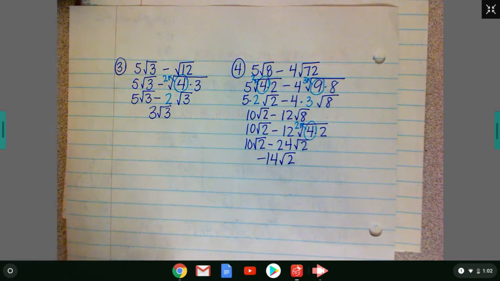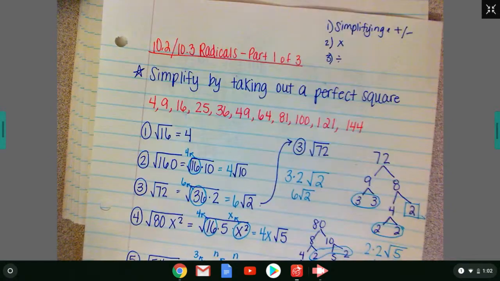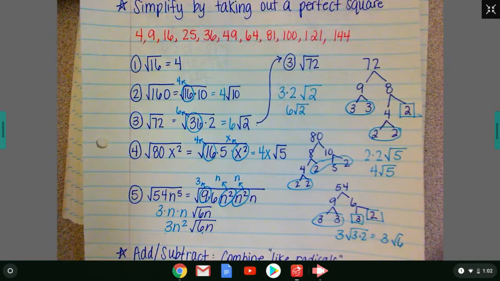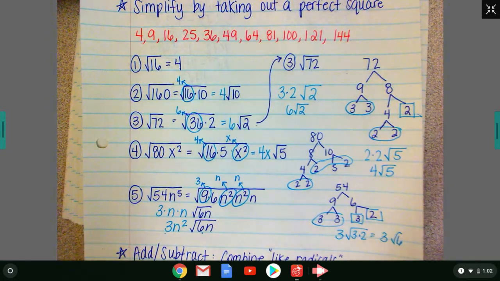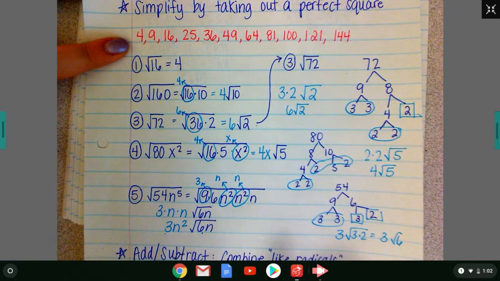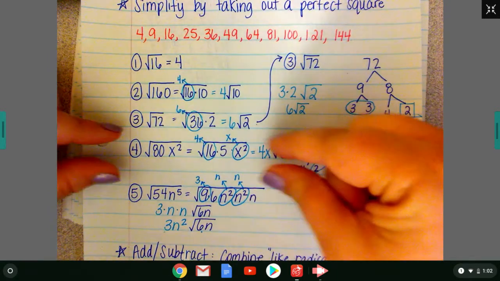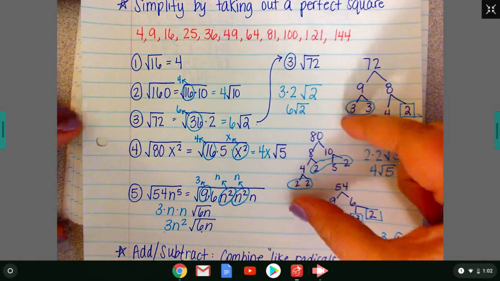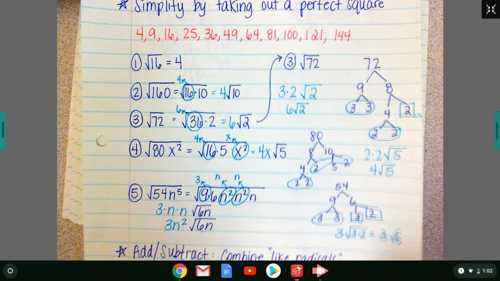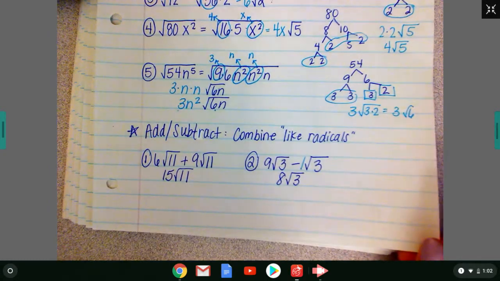So in this video, we looked at simplifying by taking out a perfect square. We did 5 of those. And I showed you a couple ways, whether you do the factor tree or you think about this perfect square list. I'd prefer you think about this list because you should have your multiplication facts down. That's the easier way to do it. I do a problem in this much space, or with this big tree and then having to think about the variables separately. Next, we looked at adding and subtracting.